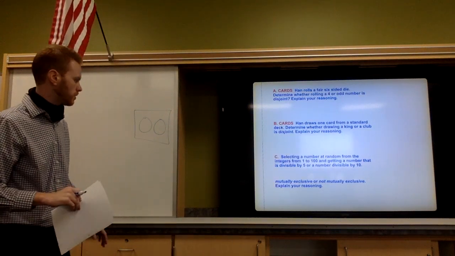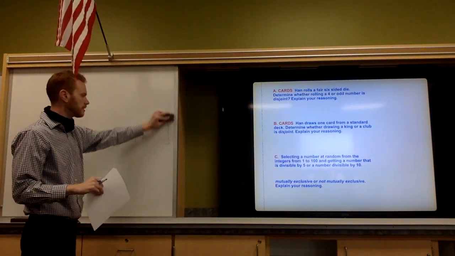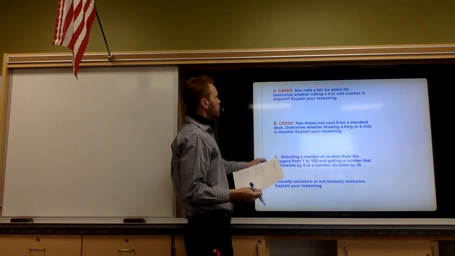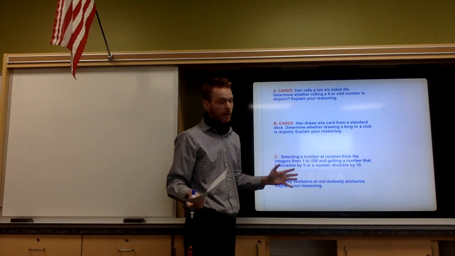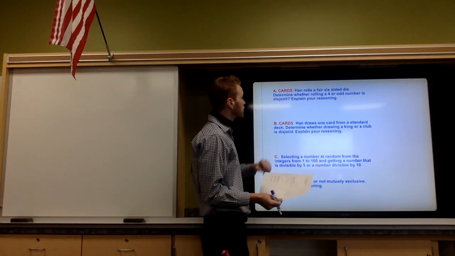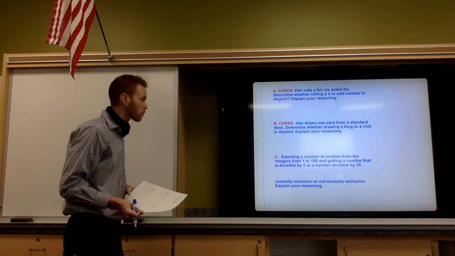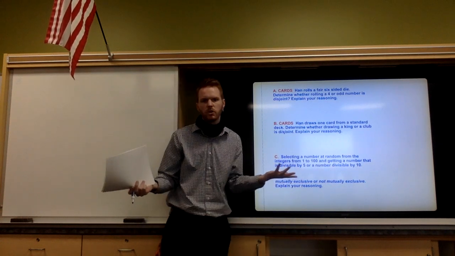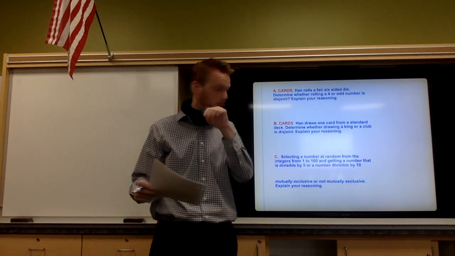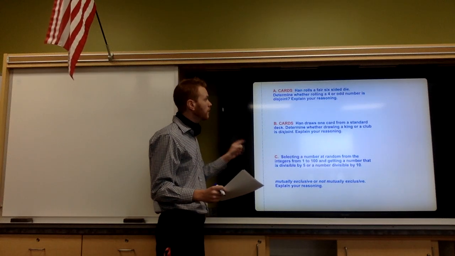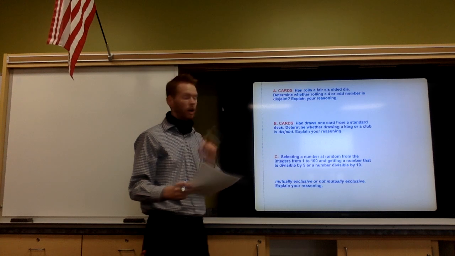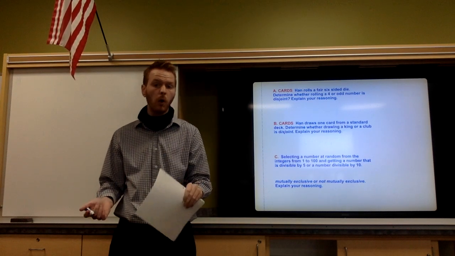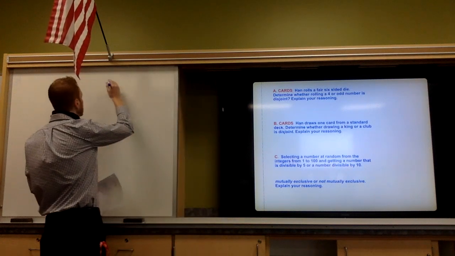So here are three situations, and I'm sorry if you can't see it. Like I said, you do have the notes with you. All we're going to determine is whether it is mutually exclusive or not. Han rolls a fair six-sided die. Determine whether rolling a 4 or an odd number is disjoint, mutually exclusive. Does rolling a 4 affect you rolling an odd number on a die? Do they affect each other at all? The answer is no.